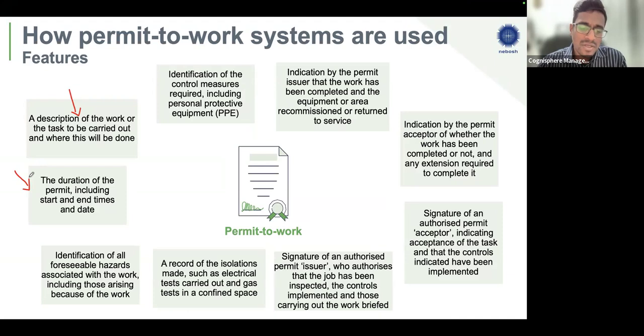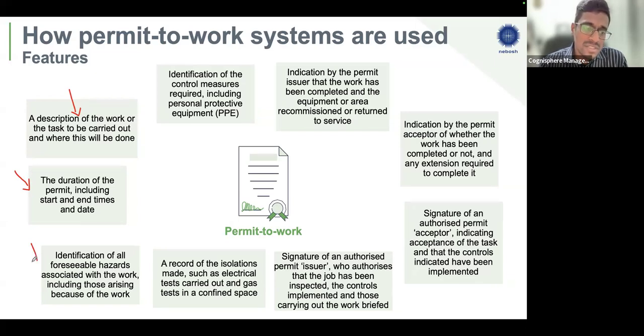What is the validity of the permit, and within what duration? That should also be specified. Usually permits are issued with a timeline of 12 hours. Sometimes, if the job cannot be completed within that shift hour, you will apply for an extension, where you can extend the permit up to a maximum of 7 days. The duration should be clearly specified so that all parties understand and the required controls are in place.